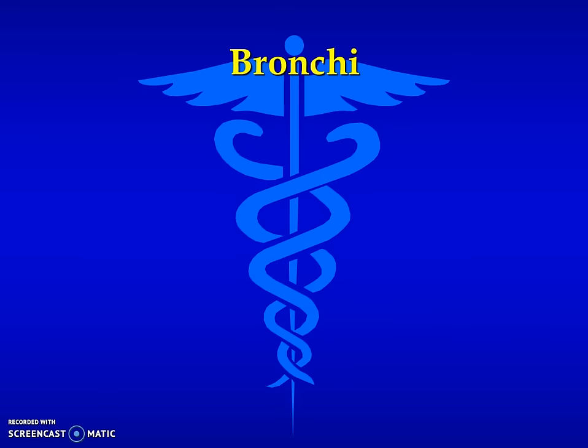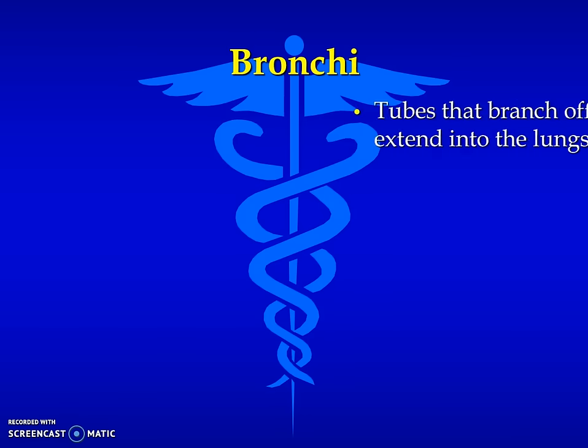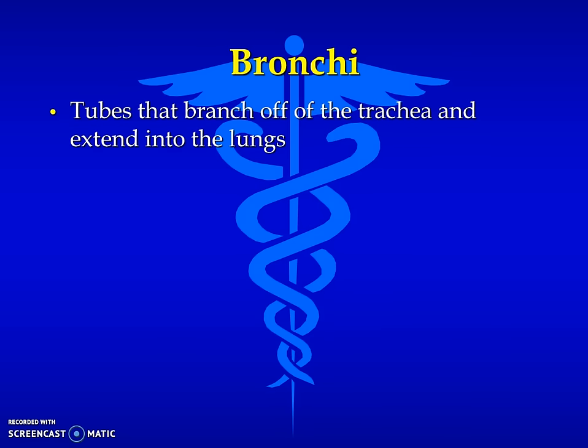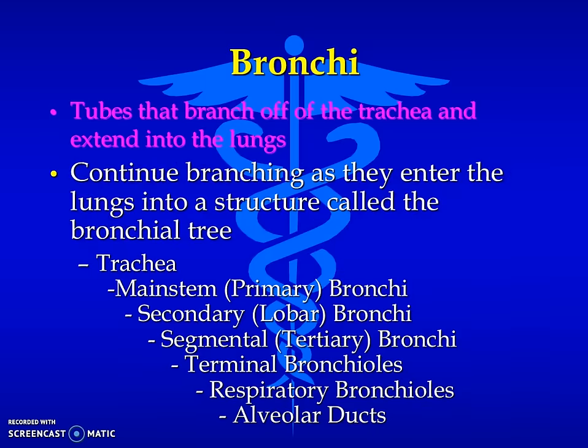So then the trachea branches off. It'll split into your bronchi. These are tubes that branch off of the trachea and extend into the lungs. So then they continue branching as they enter into the lungs into a structure called the bronchial tree.